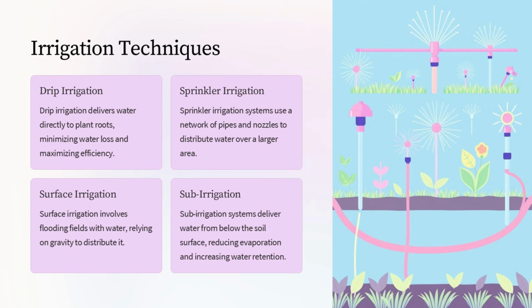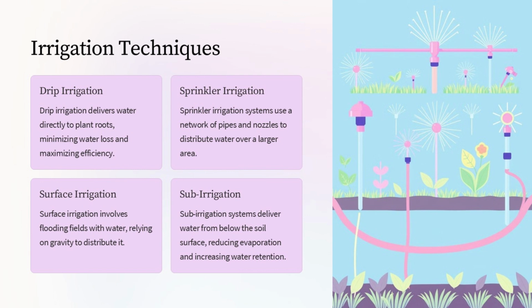Sprinkler systems use a network of pipes and nozzles to distribute water over a larger area, but can lose some efficiency to evaporation. Surface irrigation relies on gravity to flood fields, but can be less efficient and lead to water runoff. Sub-irrigation systems deliver water from below the soil surface, reducing evaporation and increasing water retention for the plants.